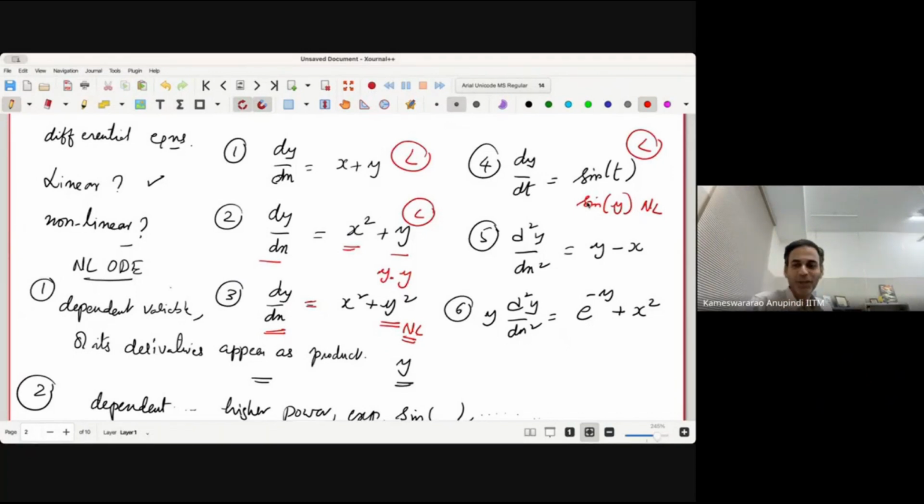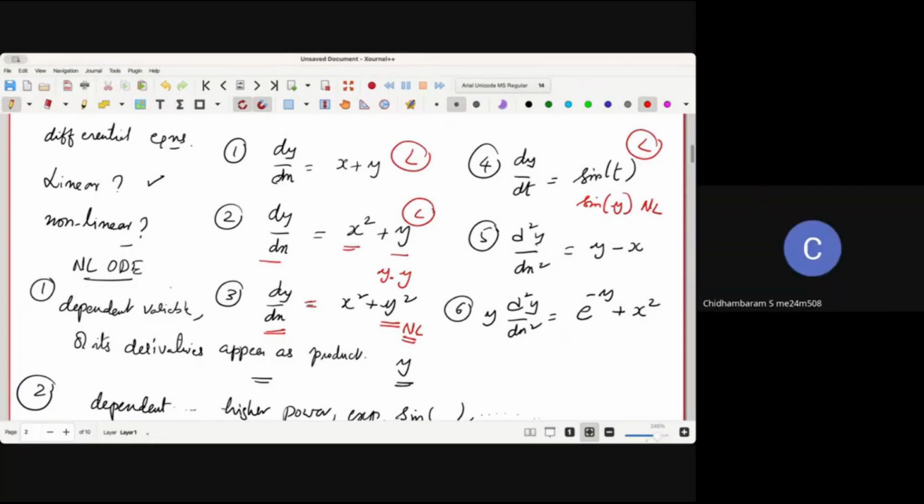Yeah. So if you have y raised to sine of y, then it would be a nonlinear equation. Okay. So what about the fifth equation? Is it linear or nonlinear? Nonlinear, sir. Nonlinear. Why is it nonlinear?